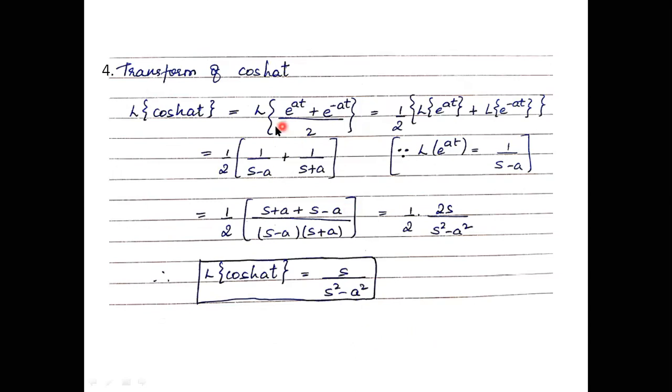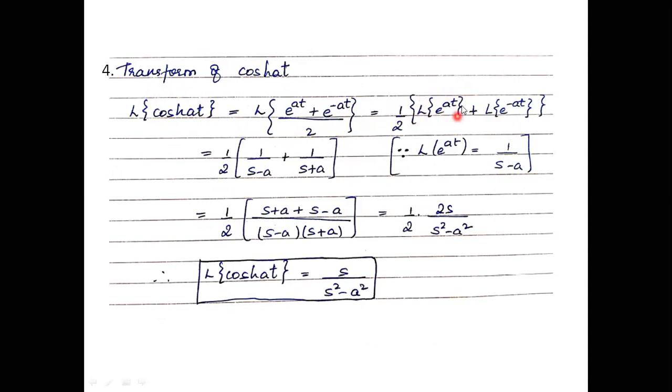Laplace transform of cos hyperbolic at. Here I have written this cos hyperbolic at in exponential form, e power at plus e power minus at divided by 2. And I have taken 1 by 2 outside, since it's a constant, and I have used the property of linearity: L of e power at plus L of e power minus at.